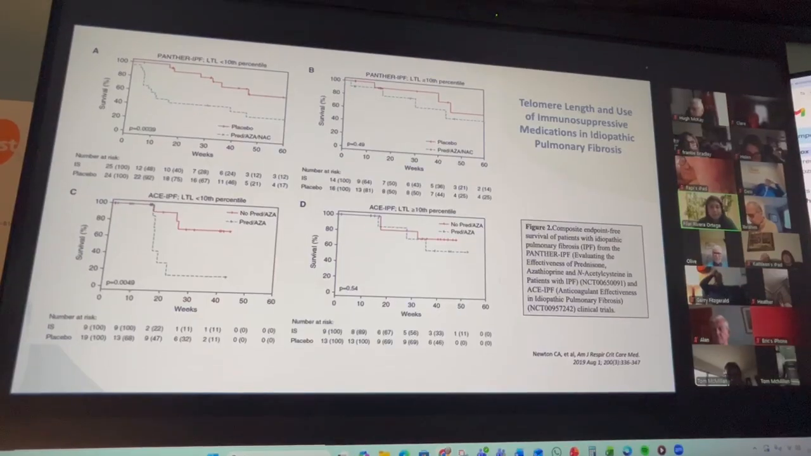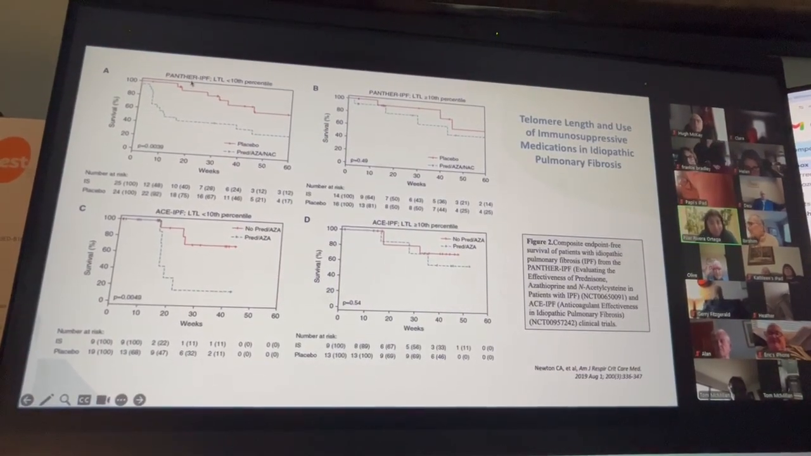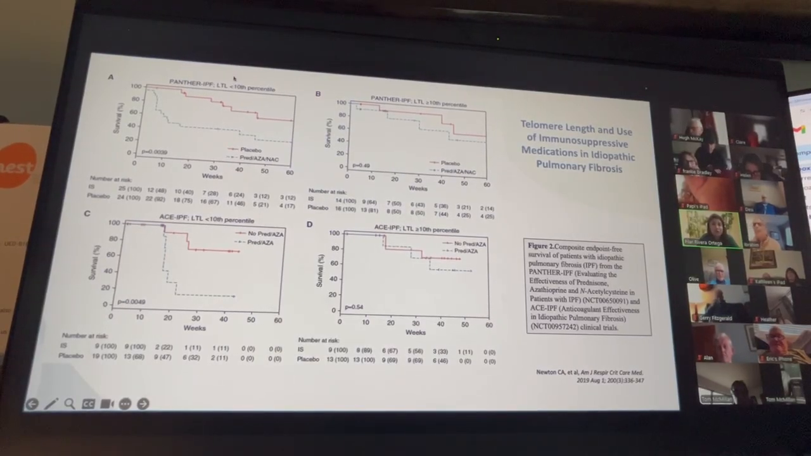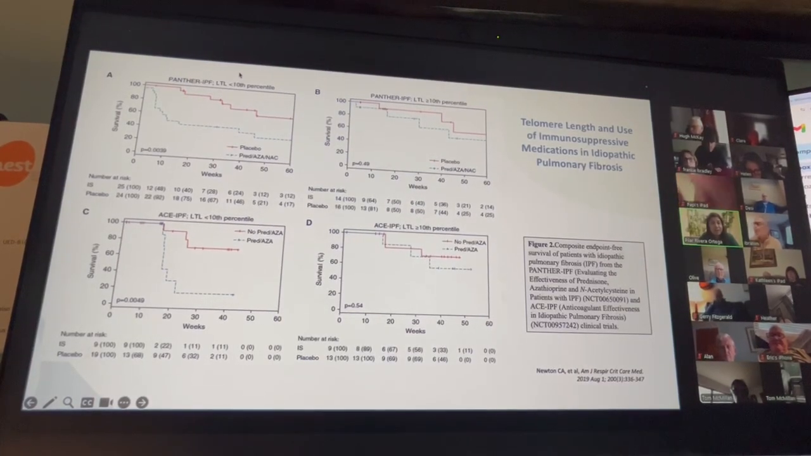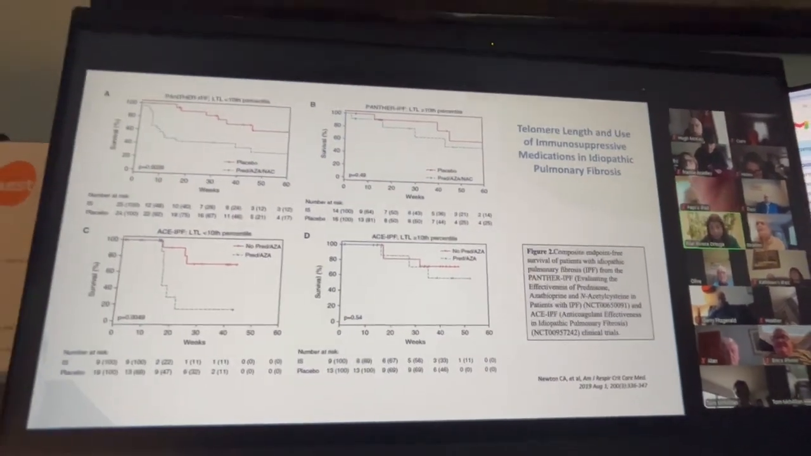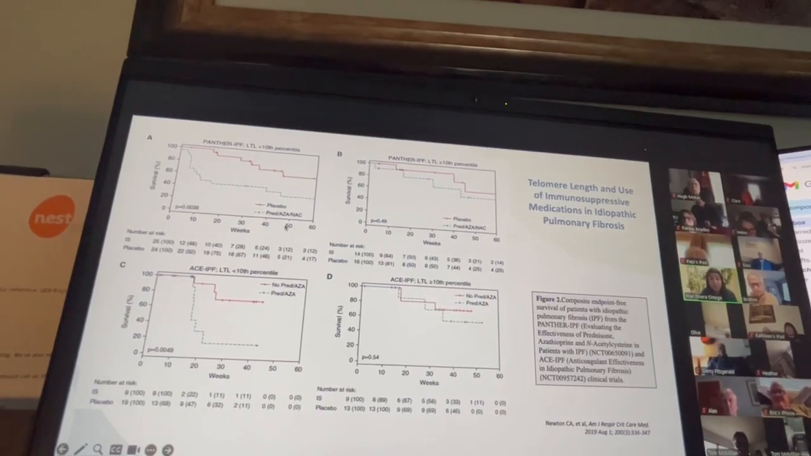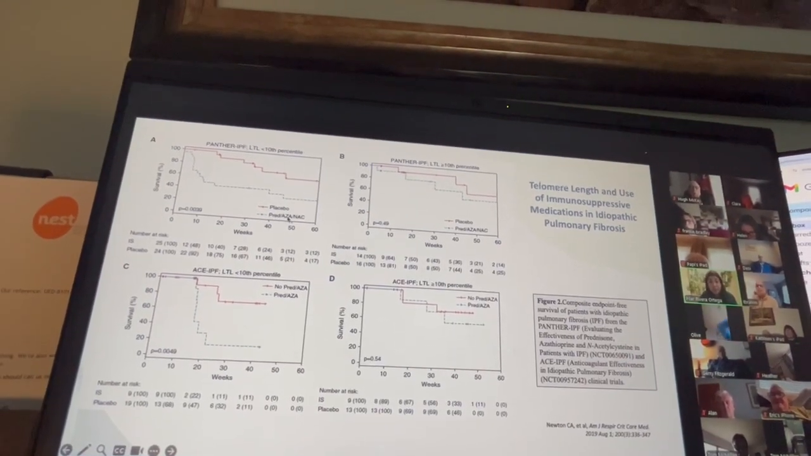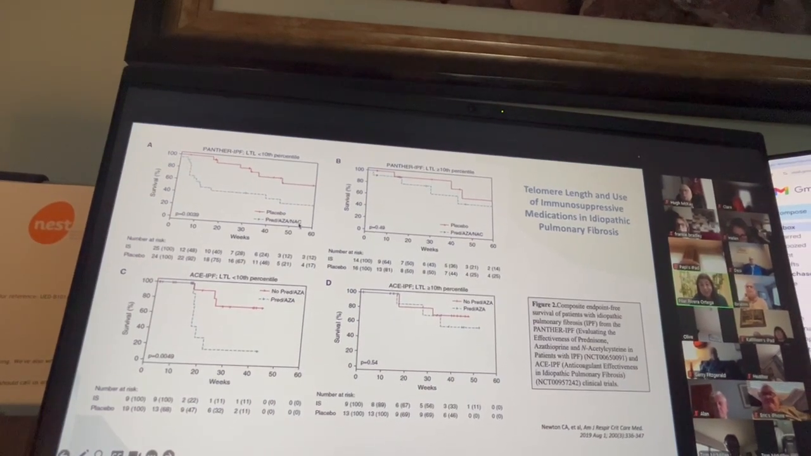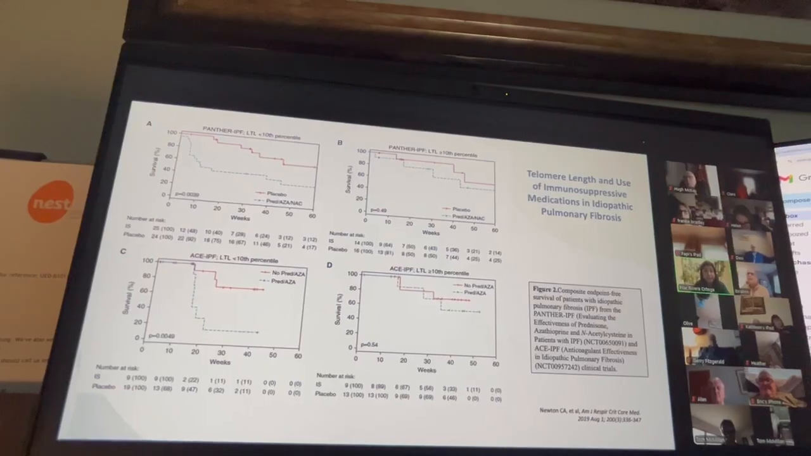Before them, in 2011, we had a publication of a study called PANTHER. The PANTHER study was for IPF patients, where the recruitment was for patients on placebo, that means without any medication, versus patients on oral steroids, prednisolone, plus immunosuppressive therapy, azathioprine, plus N-acetylcysteine, versus the ones on only N-acetylcysteine.